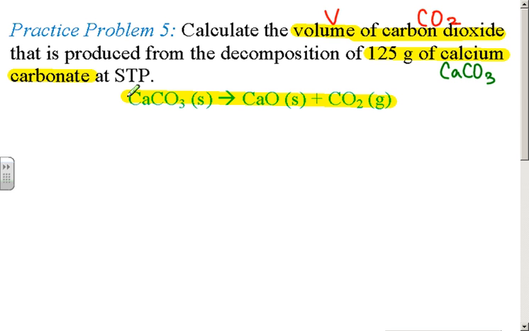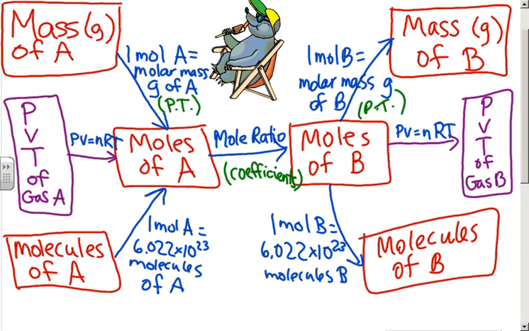Okay, so what I have here is a mass of calcium carbonate, which would be like my chemical A. That's what they give me to start with. So if I look on my mole map, I can see that they're giving me grams of a chemical A to start with. So this is the box I'm beginning in on the mole map.